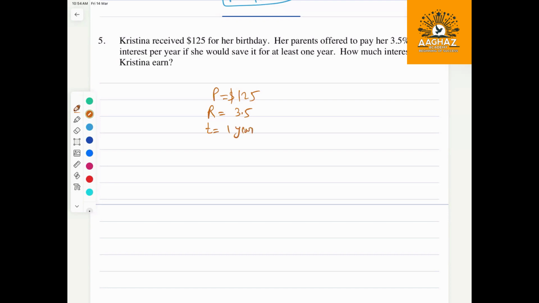How much interest would K earn? You want to find the interest value. And in this question we use simple interest. So I will use the simple interest formula, that is I is equal to PRT over 100. And then I will put in the values. The P value is 125. R value is the rate, that is 3.5. Time is 1 here, over 100. Now I will solve it and try to find the answer.